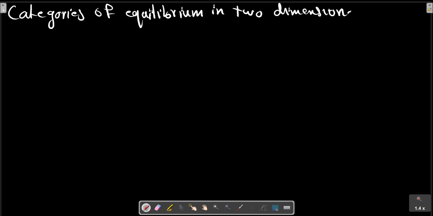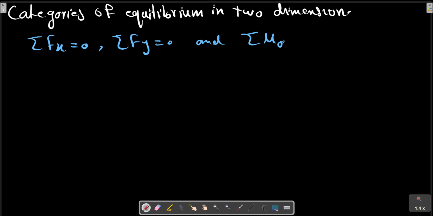Application of the equilibrium equations, which are sigma Fx, sigma Fy, and sigma Mo equals 0, fall naturally into a number of categories which are easily identified.